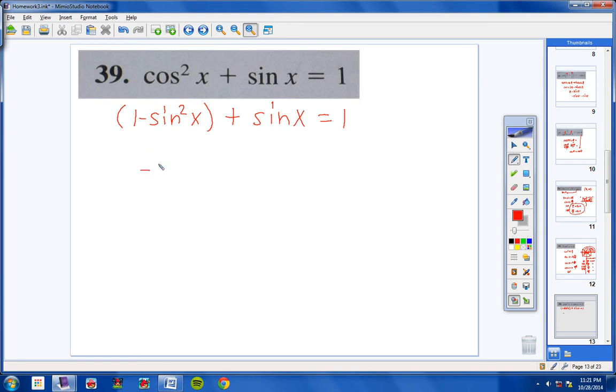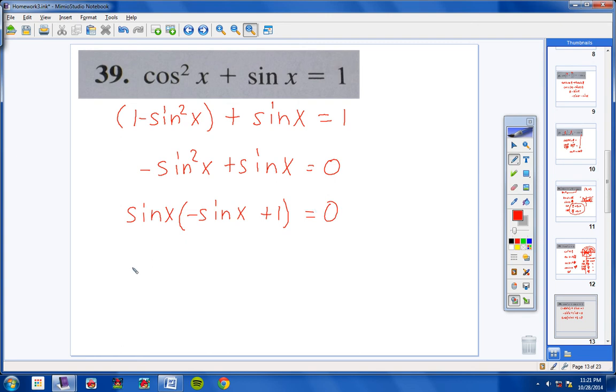A negative sine squared plus sine x, and then we'll put your positive 1 here, equals 1. But then, students, look, if you bring this 1 over and make it a negative 1, that's all going to cancel out. So you're going to have this right here equals 0. Now go ahead and factor out a sine, and you're left with negative sine plus 1 equals 0.